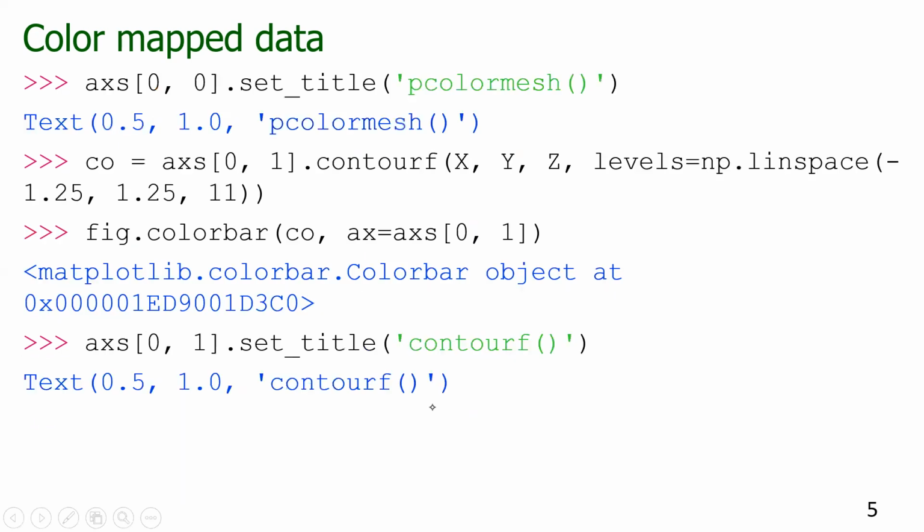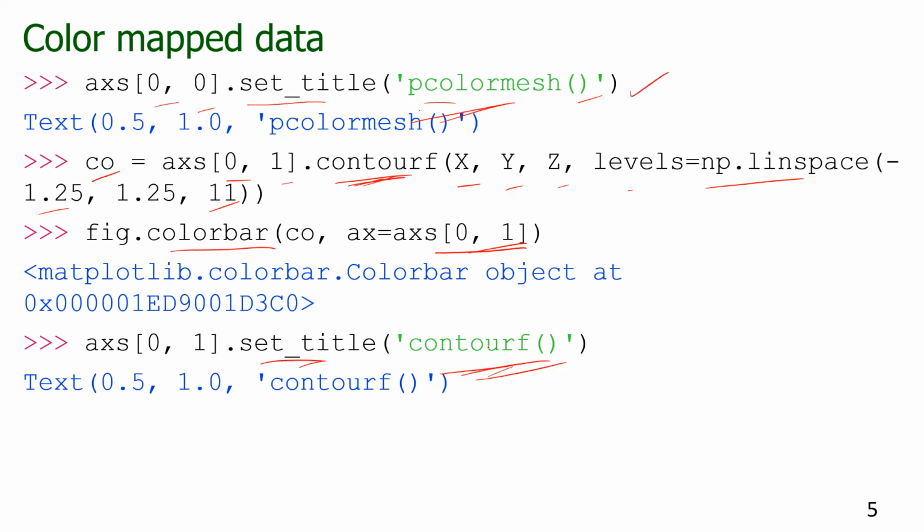We are customizing. Then we are making the title of pcolormesh for axis 0, 0, using set_title pcolormesh. Then defining another one, co, with axis 0, 1. Contour is the next type, contour map. Taking the same x, y, z, levels equal to np.linspace from -1.25 to 1.25 with a step value. Then the colorbar we are defining for the 0, 1 combination graph. Then making the title as contour. Pcolormesh is one graph. Contour is the other graph.